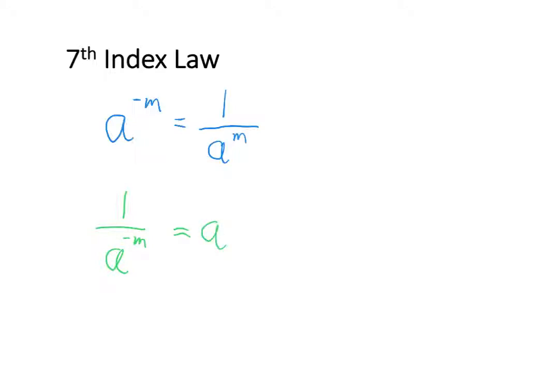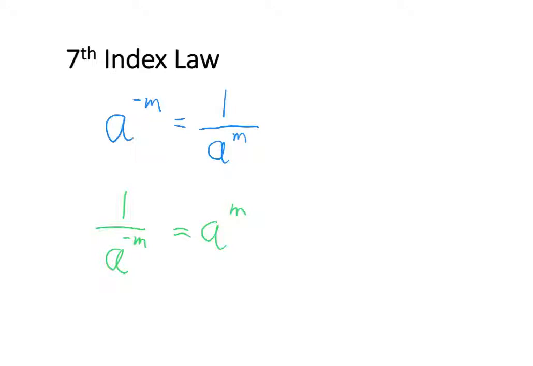So the seventh index law is written as a to the power of negative m is equal to 1 divided by a to the power of m. Alternatively, it can be written as 1 over a to the power of negative m is equal to a to the power of m. In both rules, the negative index is moved to make it a positive.